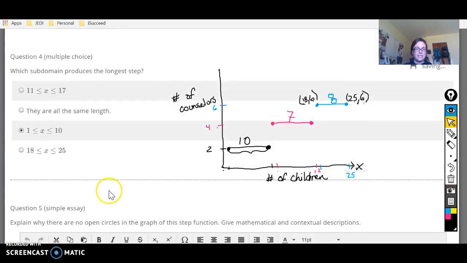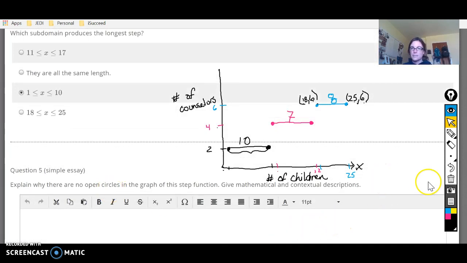And the last question, I'm going to leave this up because I think it offers a good visual. Explain why there are no open circles in the graph of this step function. Give a mathematical and contextual description. We can't have half a kid. If we went up to but not including 10 students, that would be like 9.8 students or 10.1 students on the other side. That just doesn't make sense. So we have to have integer values for our number of children.